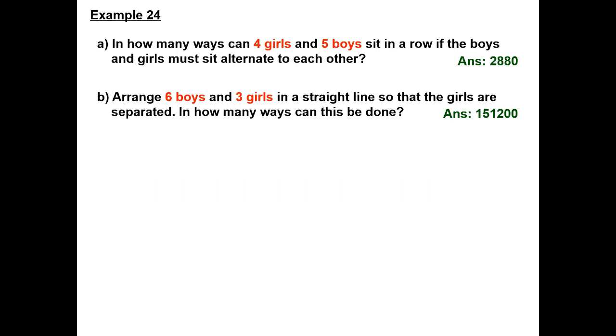Example 24b. Arrange 6 boys and 3 girls in a straight line so that the girls are separated. In how many ways can this be done? Solution for example 24b. We have 6 boys and 3 girls and we want to arrange all of them. The restriction is the girls must be separated.